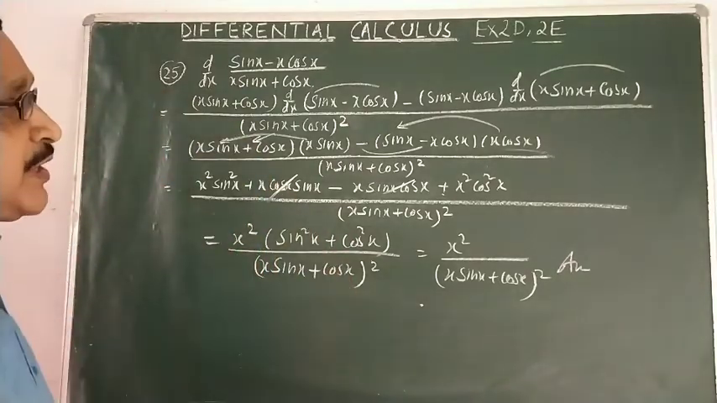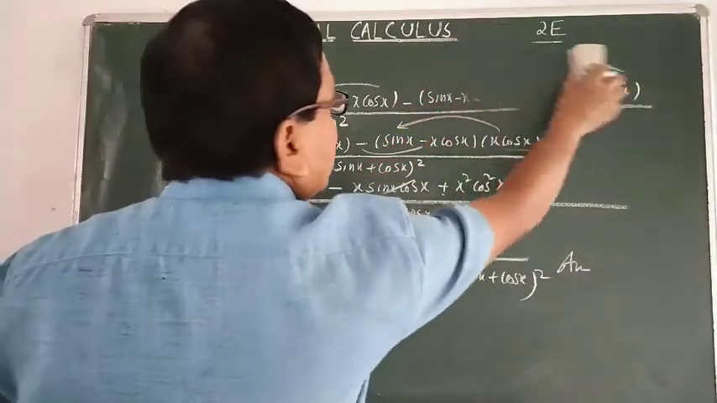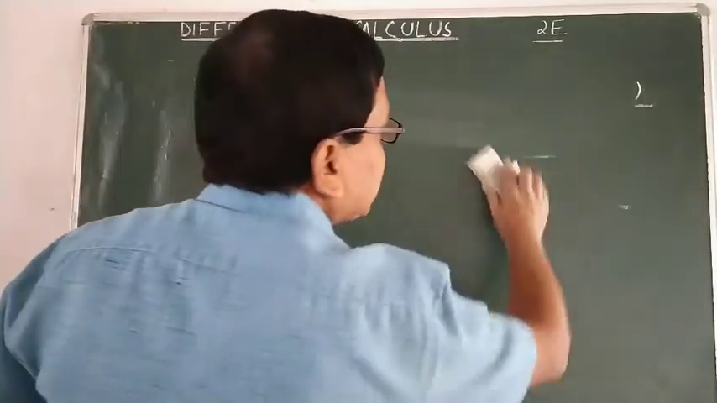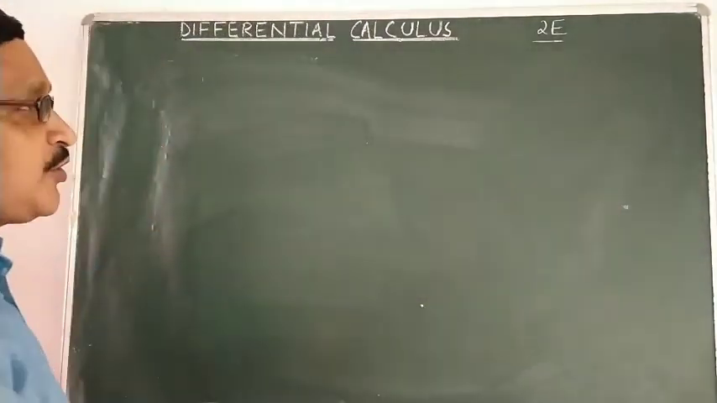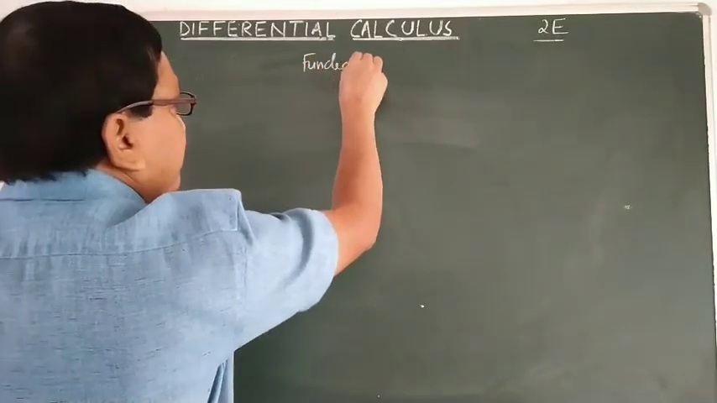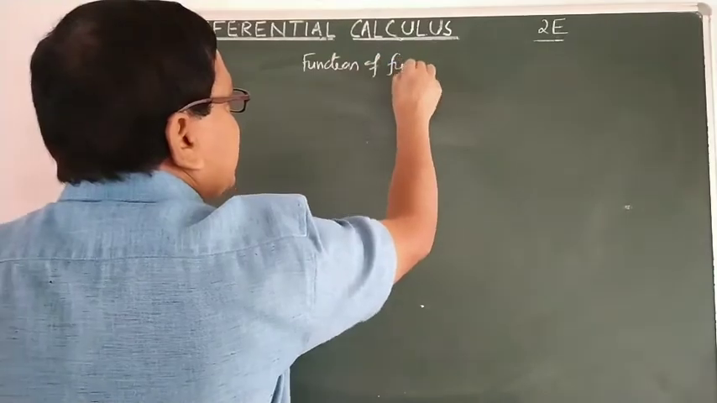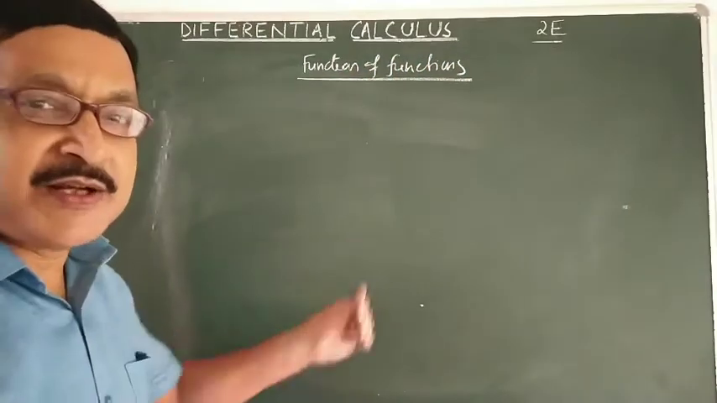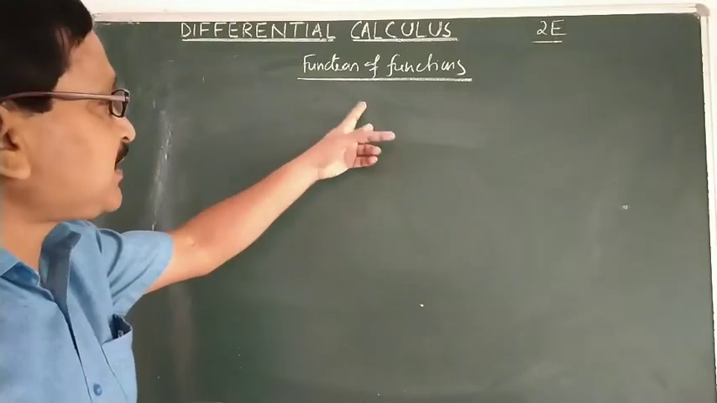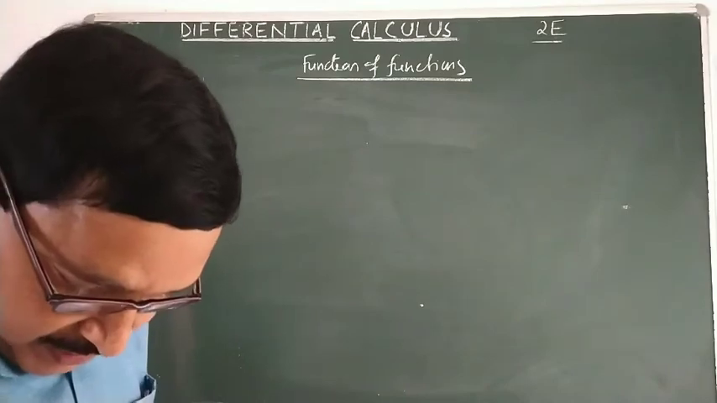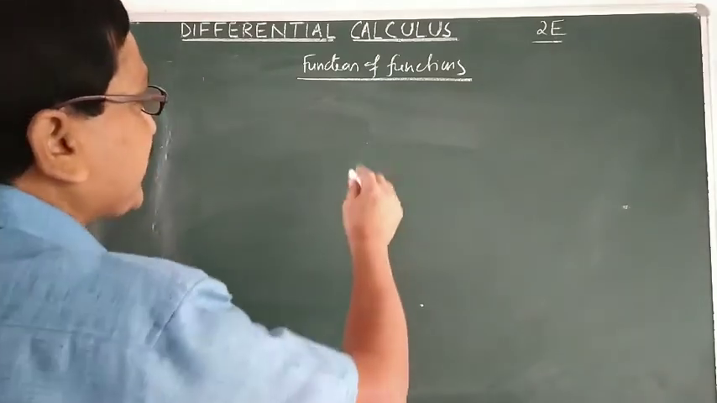Now we are going to exercise 2E. 2D is over, u by v format is over, and this is the last exercise, based on what is called function of functions. There are many techniques to do this exercise, but the latest technique I am using. So first of all, starting from examples.